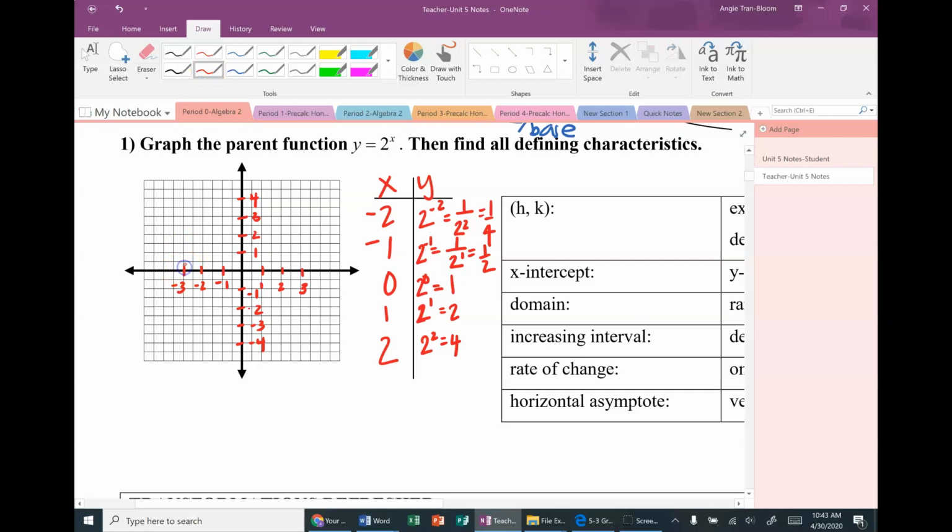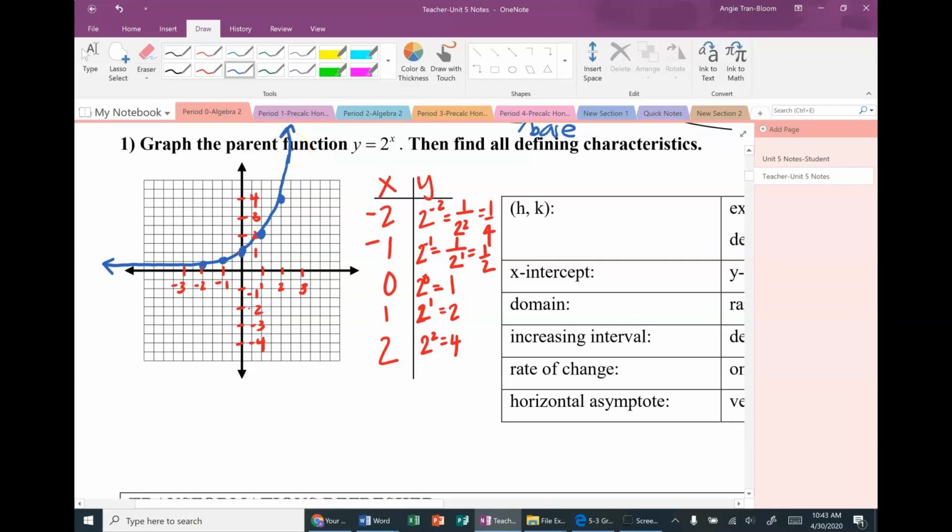So positive 1/4. Try your best to approximate that dot. At -1, it's now a half. At 0, go up 1. At 1, go up 2. And at 2, go up 4. So here's your smooth curve. Make sure it's a smooth curve, and it can go up forever and to the left forever.